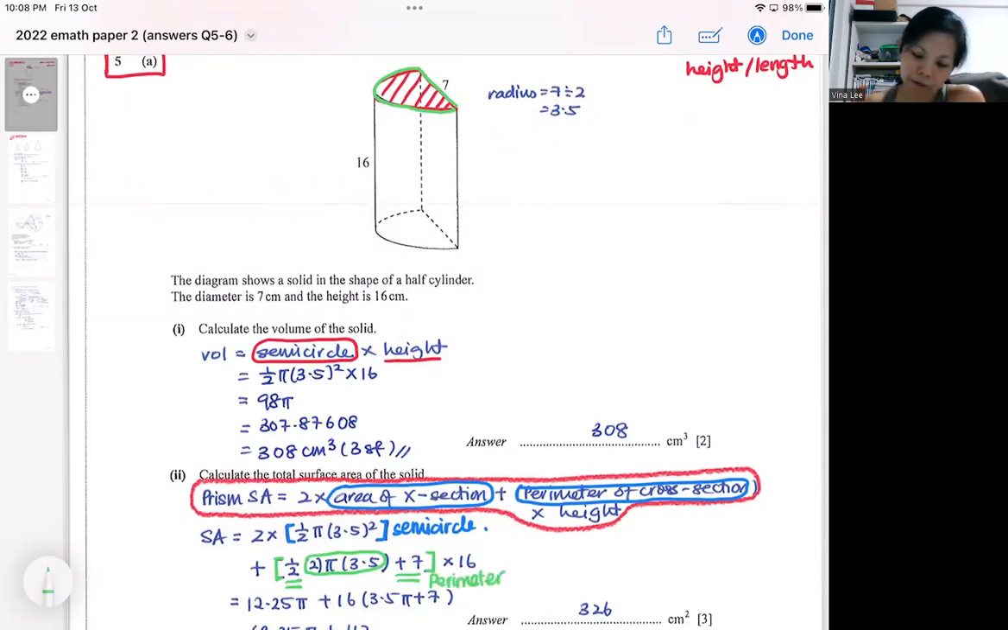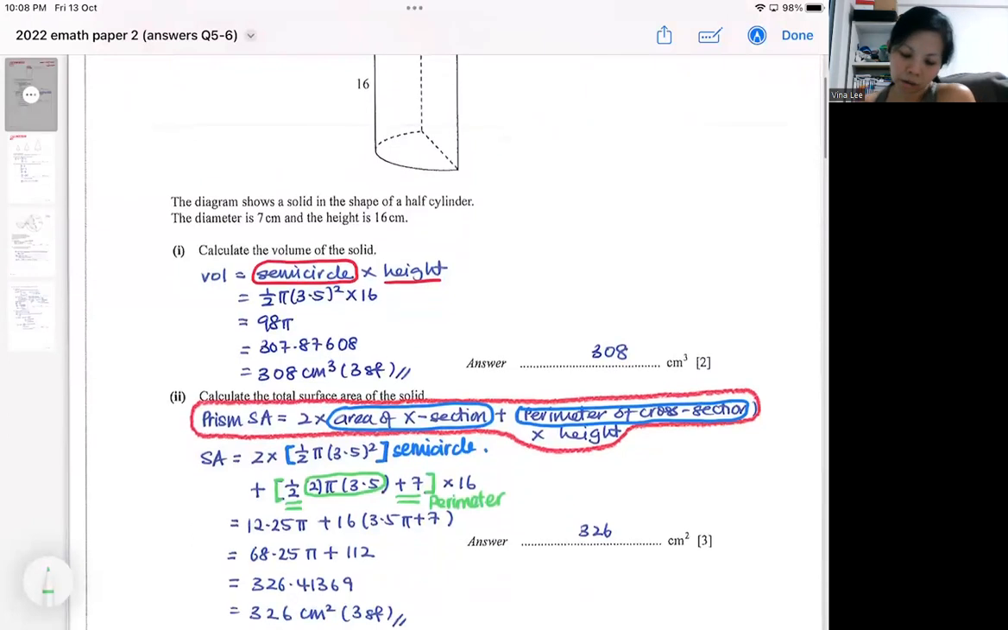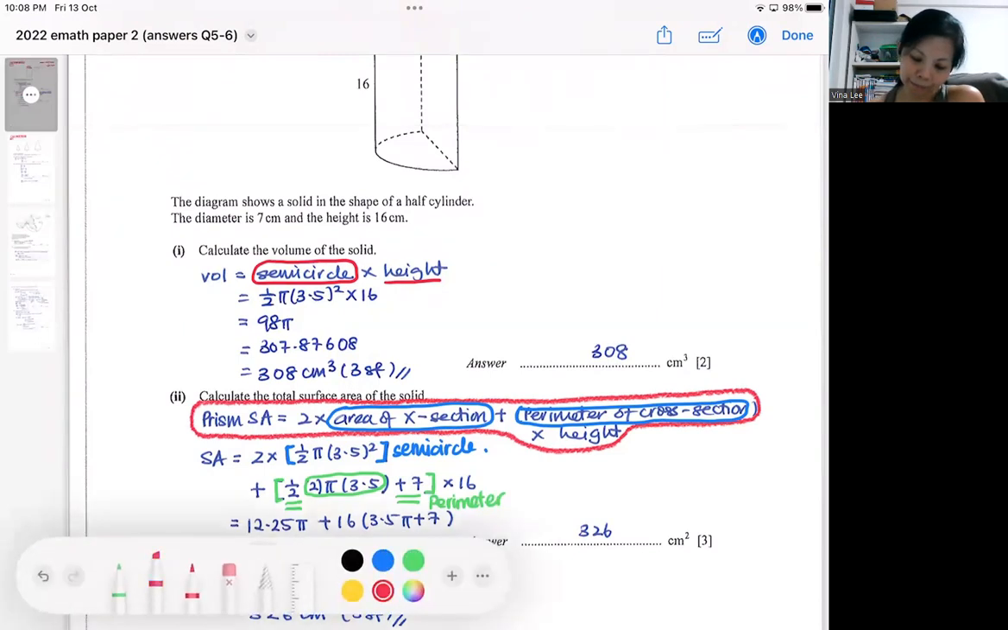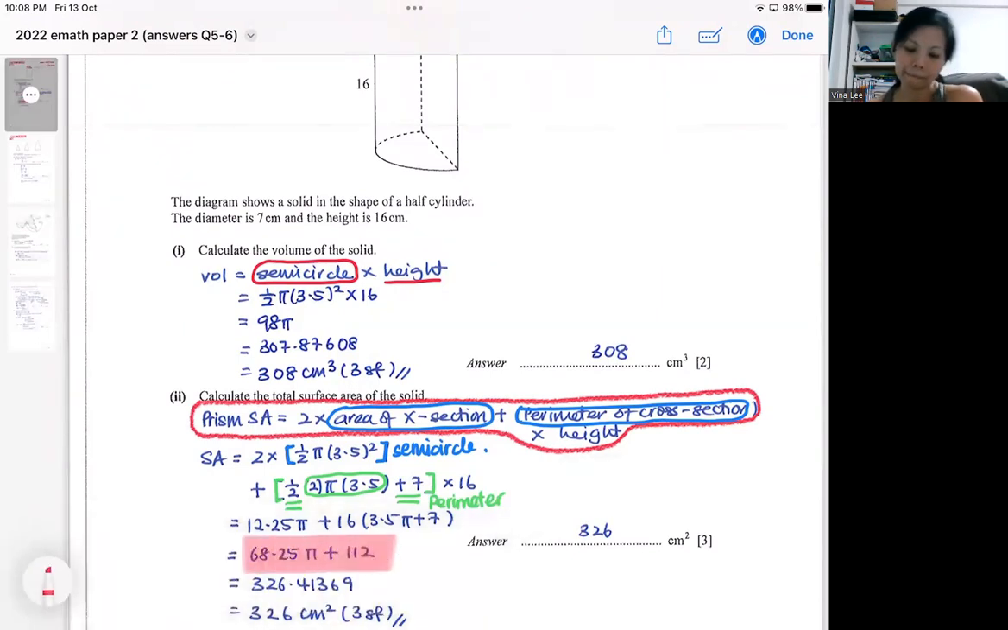If I apply the formula directly, it's quite easy to get the answer. If you take a look, I try to work out in terms of pi, and eventually I press out the value of pi. In case the question asks you to leave it in terms of pi, you can just leave it in this format. So I am doing the whole question based on the idea of a prism.